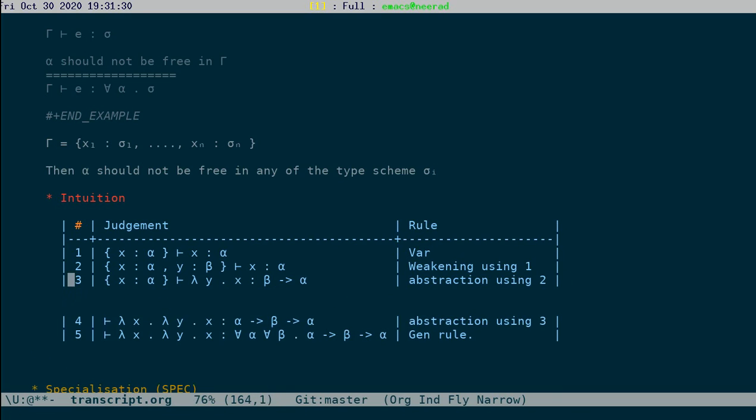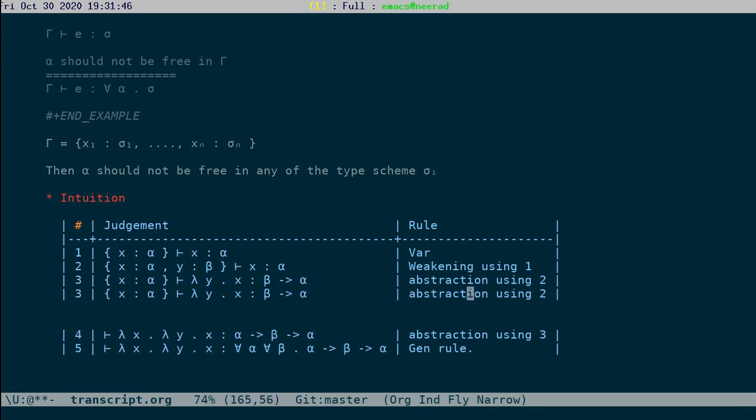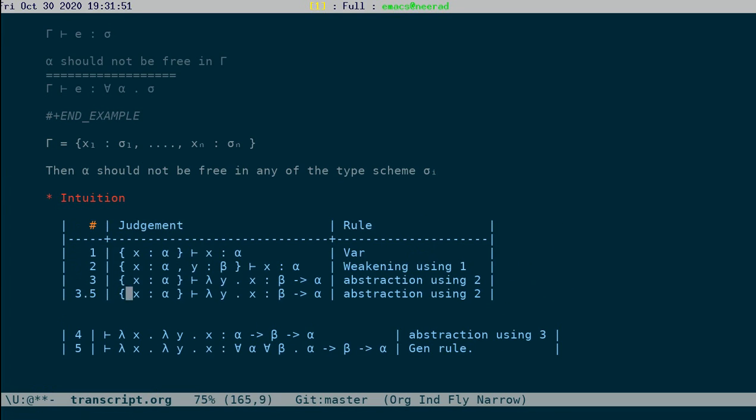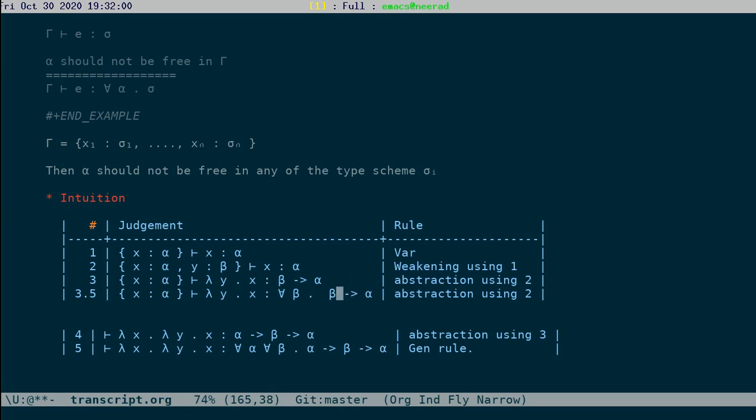Now, alpha is in the assumption, so you cannot quantify this over alpha, but you can quantify over beta because beta is nowhere in the assumption. So let me look at an intermediate stage here, and let me call this 3.5. Here I can quantify over for all beta, but not over alpha, because alpha is in one of these assumptions.